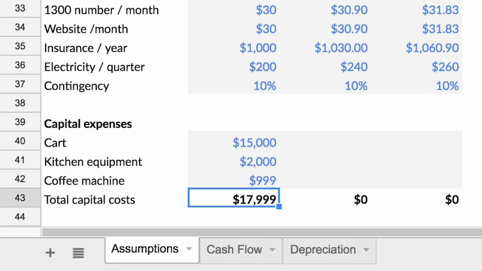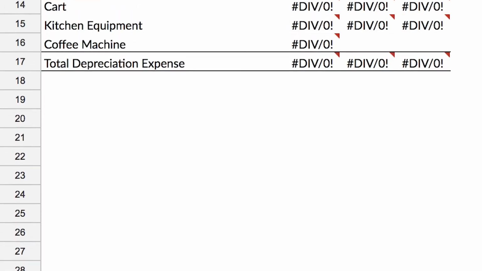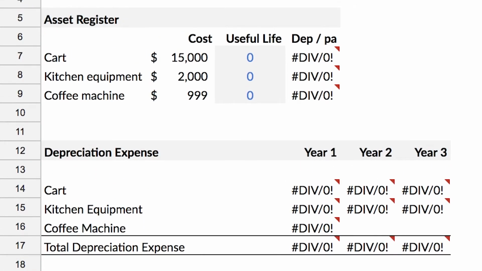We figured out we're buying $18,000 of capital items in year one, and we should put together a simple depreciation schedule to help us figure out how much depreciation expense we've got each year. We know we've got the cart and we're pulling over the cost from the assumptions page. The cost of that cart is $15,000. The kitchen equipment is $2,000 and the coffee machine is just under $1,000.